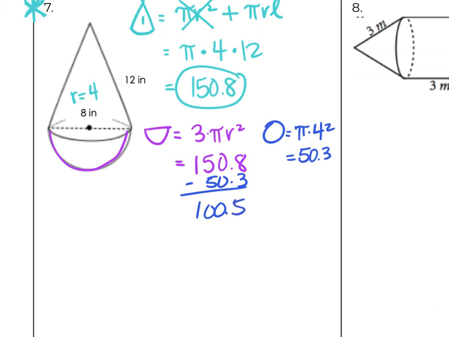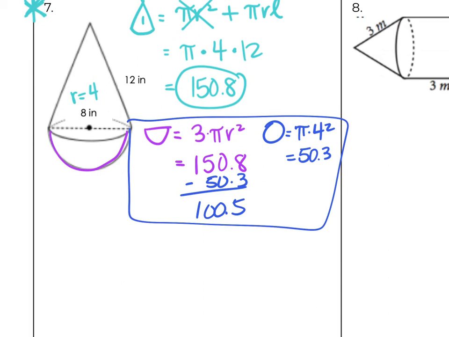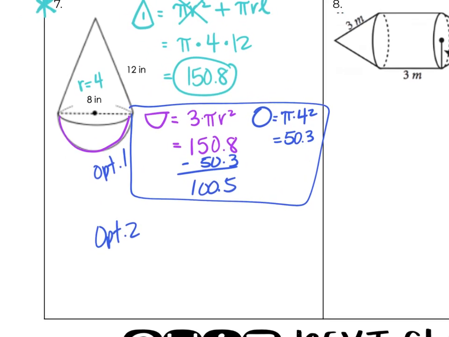Okay, now let's try the other way. So this is option 1. Option 2, I said the 3 comes from you're adding the circle back into a hemisphere. But if I'm not adding it in, a sphere's surface area formula is just 4 pi r squared. What's half of it? 2 pi r squared. 2 times pi times the radius, which is 4 squared. So do that real quick.